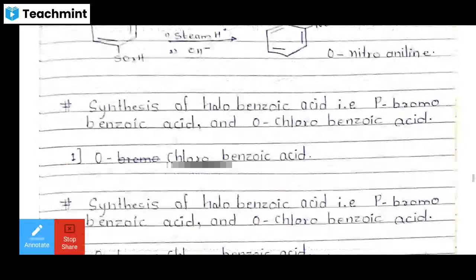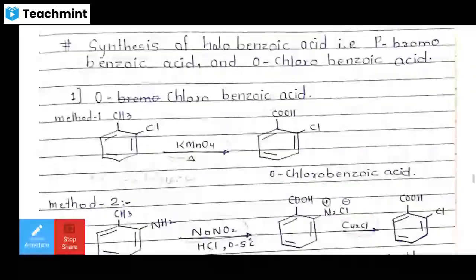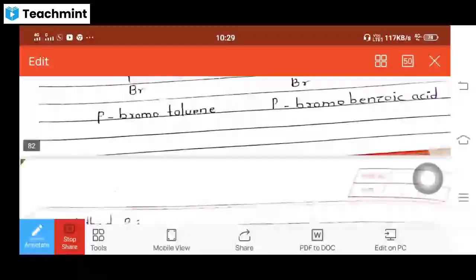So some of the reactions are remaining, that is synthesis of nitrobenzoic acid, okay, then parabromobenzoic acid, and synthesis of the alcohol. So these remaining reactions we will perform in the next lecture. If anyone does not understand this part, the only key is practice.